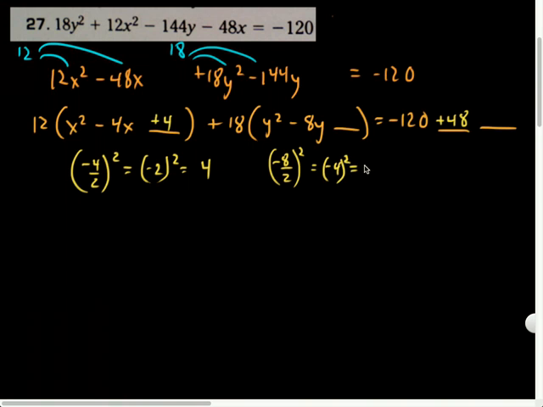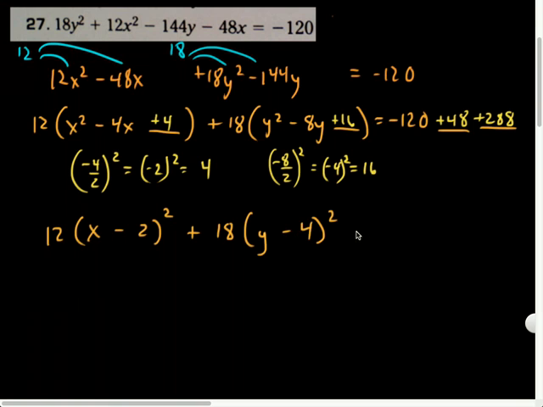For the y's, I'll have negative 8 over 2, all squared. Negative 4 squared is 16, so I'll add 16 inside the parentheses, and 16 times 18 is 288. So let's factor the left-hand sides. I'll have 12 times (x minus 2) all squared, plus 18 times (y minus 4) all squared equals, and let's see, 288 plus 48 minus 120 is 216.